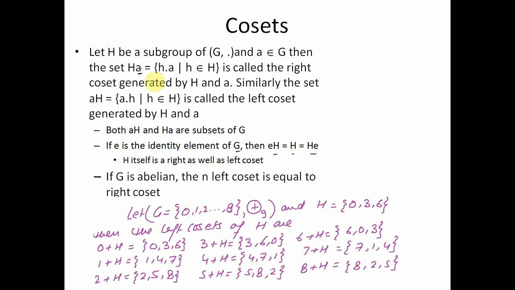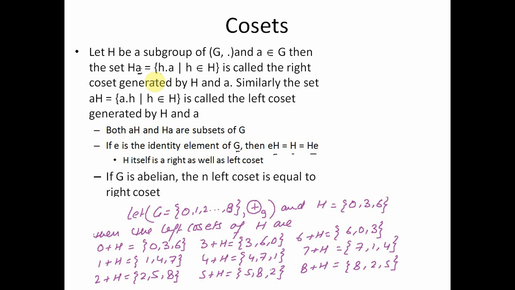Now, both AH and HA, both the left and right cosets, are subsets of G. We also know that the identity element of G and the identity element of H is the same. Any element you operate upon with the identity element remains the same. That means the left coset generated by the identity element will be the same as the subgroup H, which will be the same as the set HE. Why? Because any element of H you operate either on the left hand side or right hand side by the identity element will not change. So the subset H itself is a right as well as a left coset.